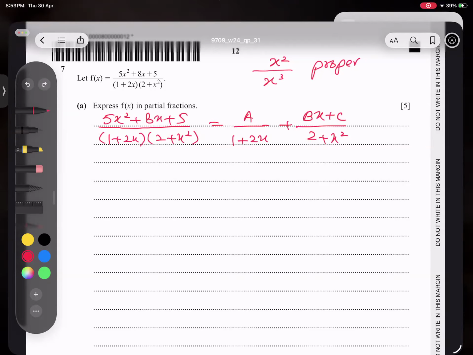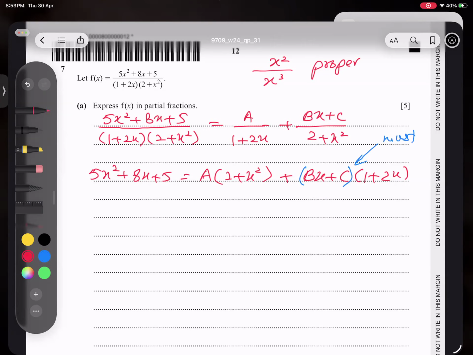Now I'm going to multiply the whole equation with the left-hand side denominator. So when I multiply here, I will get 5x to power 2 plus 8x plus 5. And when I multiply, this cancels with this, and with A, I will get 2 plus x square. And when this multiplies with this, this cancels with this, and we get (bx plus c) times (1 plus 2x). Here's one technical mistake. Some students don't put a bracket around it. Wrong. I show it in blue color so you can understand. This bracket is a must. Okay, clear?